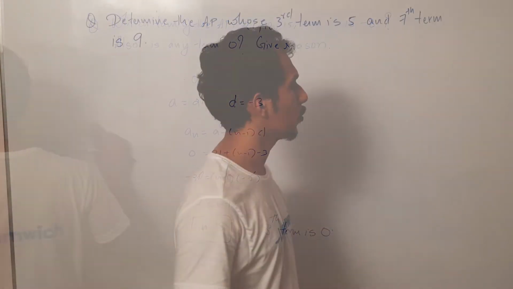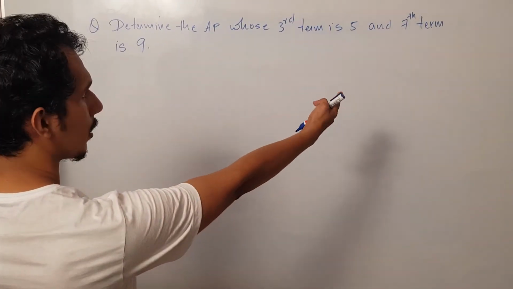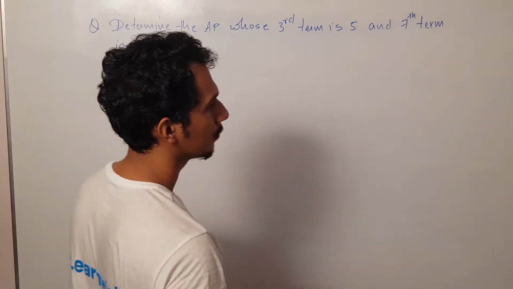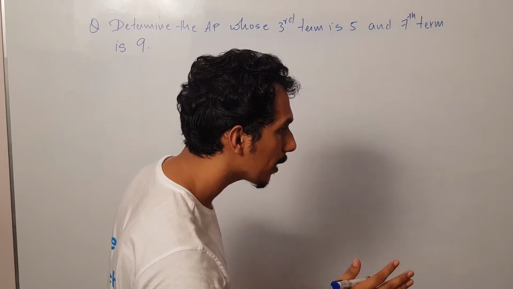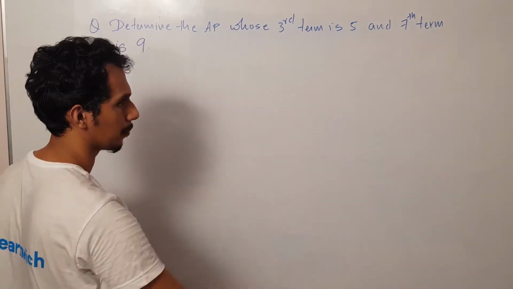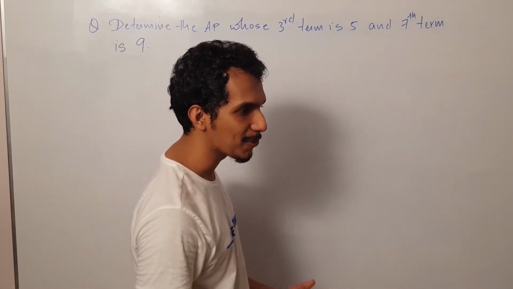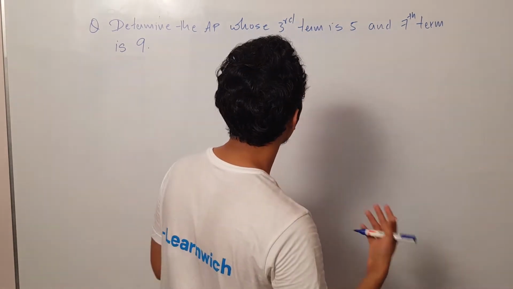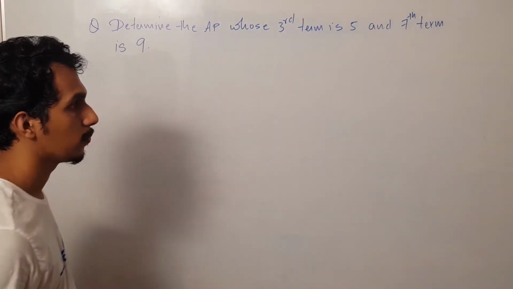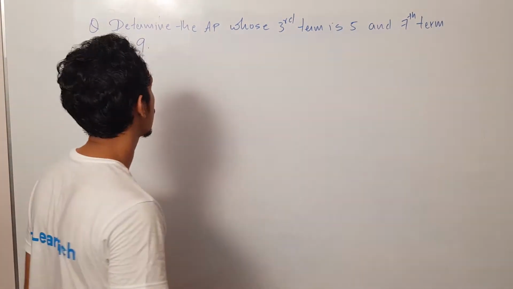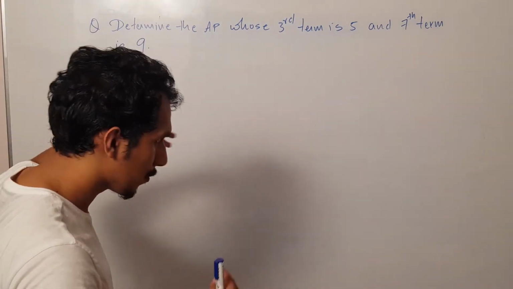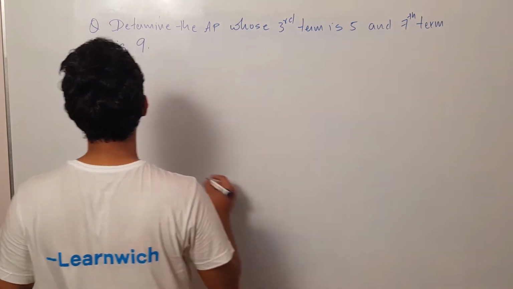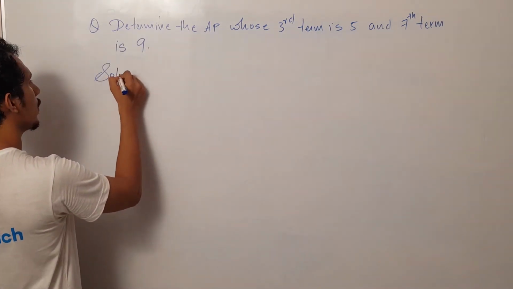The next question is to determine the AP whose third term is 5 and the 7th term is 9. This is more of an application kind of question, because there's nothing given. You don't have A, you don't have D. What you only have is A3 and A7, so you have to find out all these things. So determine the AP is what they are asking. You have to find out what the AP is. Okay, no problem. So here is the solution.